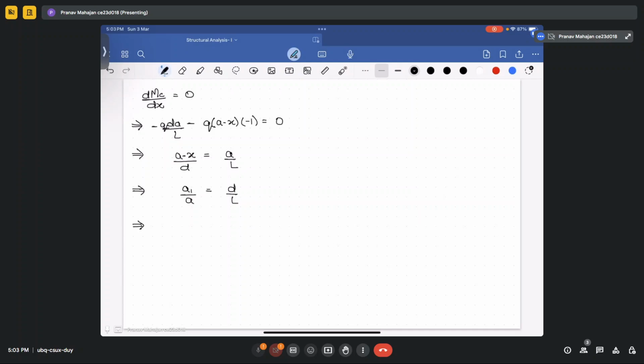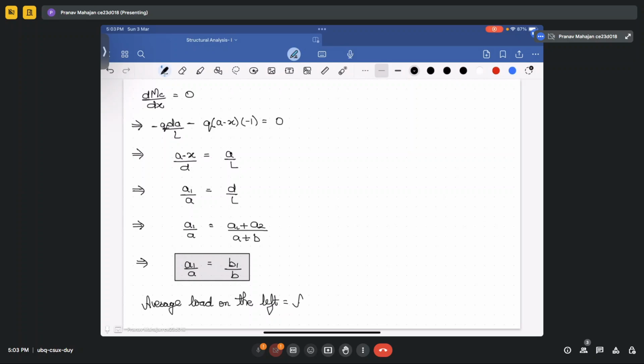This will also imply that a1 upon a will be equal to (a1 plus a2) divided by (a plus b). Okay, so this will give you a1 upon a equal to b1 upon b. So what you can infer from this is that the average load on the left is equal to the average load on the right.